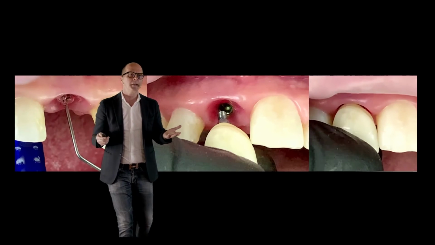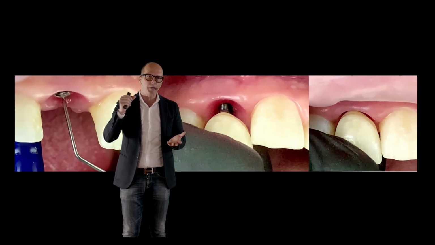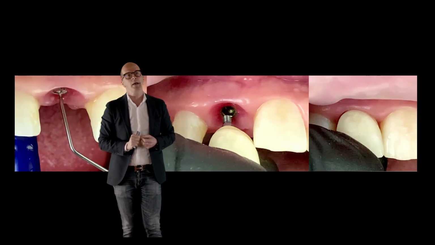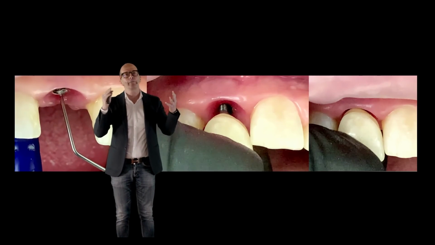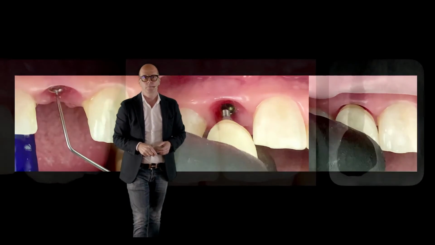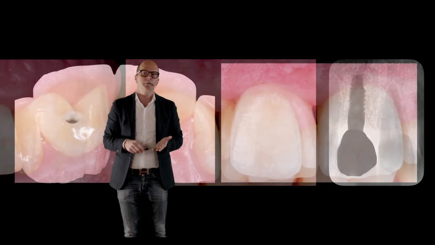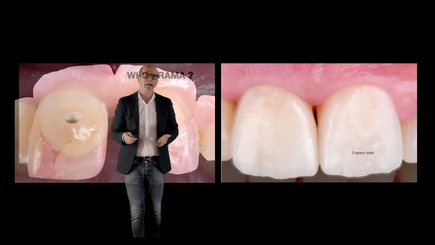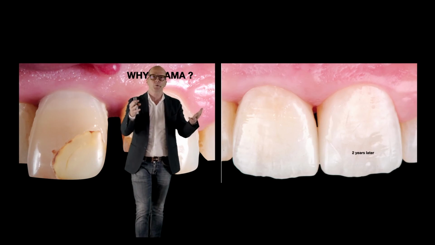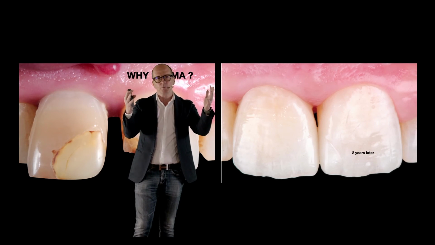So we can remove the crown, we can wash it with chlorhexidine, we can place the chlorhexidine gel, and we can place it again anytime we want, without harming the quality of the peri-implant tissue. So this is the final case, on the palatal side as well. So why Prama again? After a few years, you can see the final outcome is still beautiful.